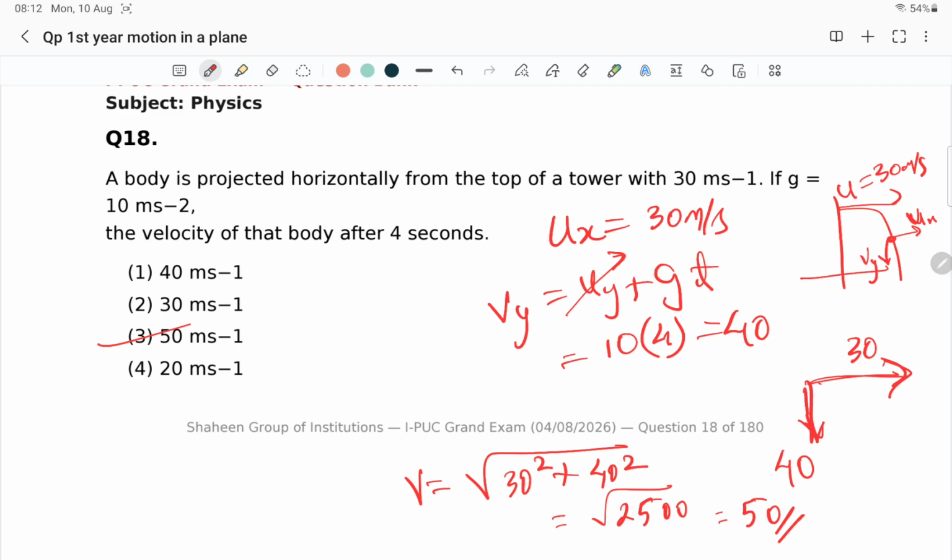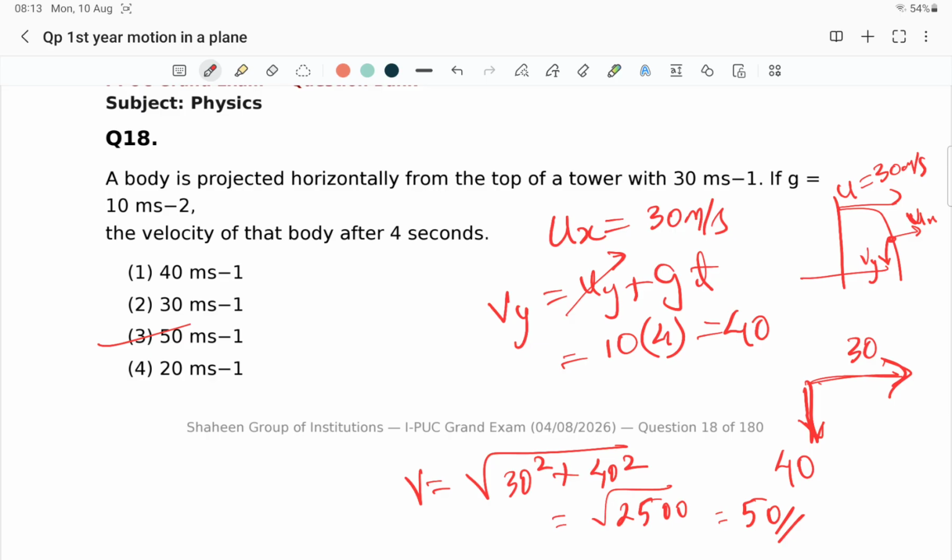What did we do? A body is projected from the top of a tower horizontally. So ux or vx is 30. If g equals 10, what is the velocity of the body after 4 seconds? V equals u plus at is used, vy equals uy plus gt, uy is 0, substitute, g is 10, t is 4. Even if you take minus gt, the answer will be minus 40, showing downward direction.